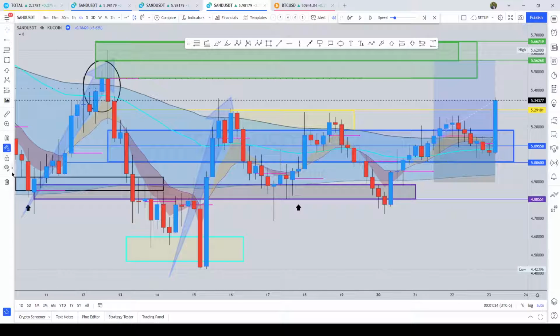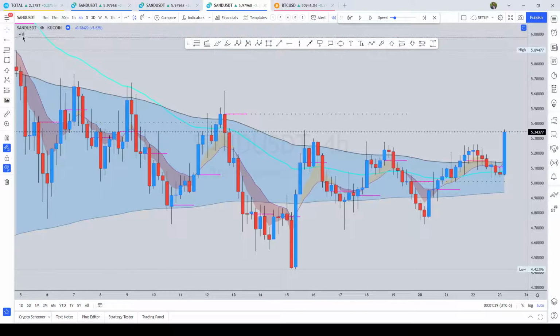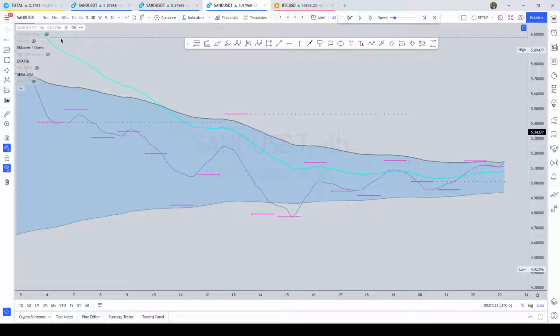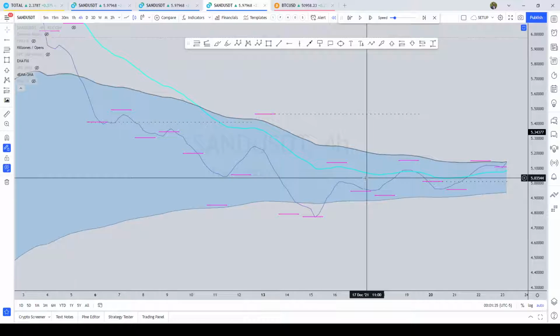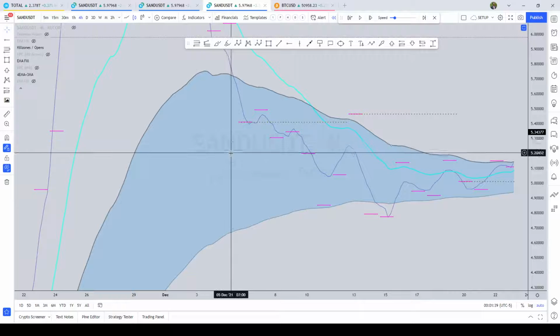What is the color? Quick question. What is the color of that? Out of any color on the screen right now, what do you see? What does that look like?